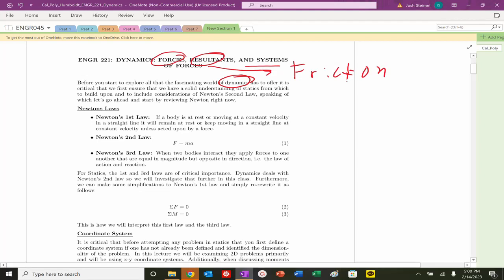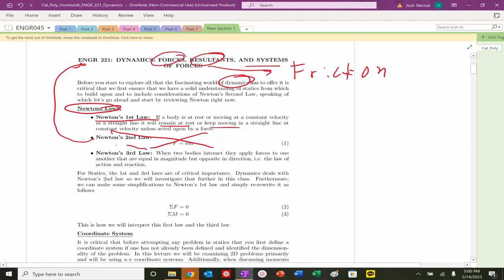But before we get started, let's review some of Newton's laws. So first law, what does the first law state? If a body is at rest or moving at a constant velocity in a straight line, it will remain at rest or moving in a straight line at constant velocity, unless it is acted upon by another force. Second law is going to be very important for everything you do in dynamics, but today we're not going to touch that one.